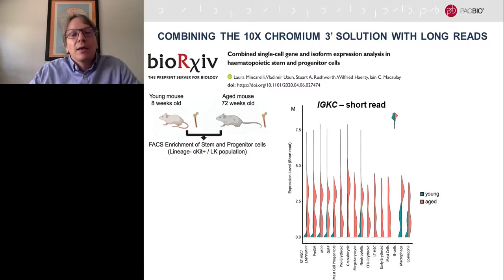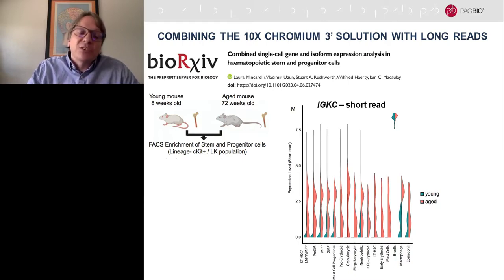And then second, I think this paper that just came out last week from the Earlham Institute has the combined single cell from short and long reads. And they were studying young mice and aging mice and looking at what their stem and progenitor cells were doing in the bone marrow. So what's happening in hematopoiesis in these?